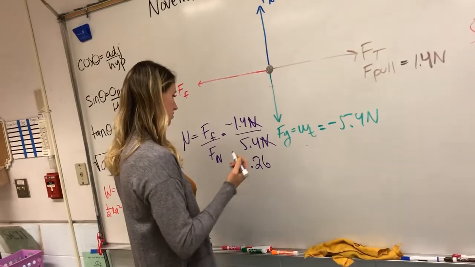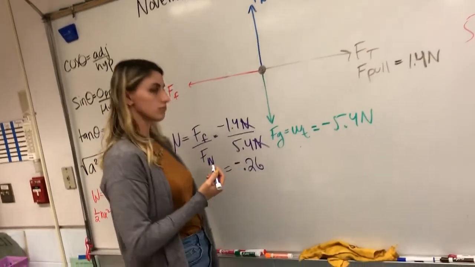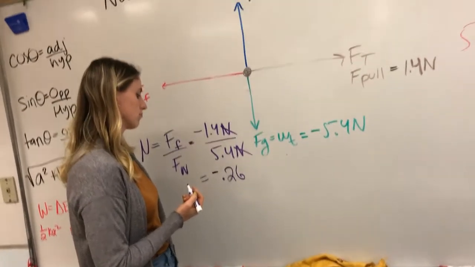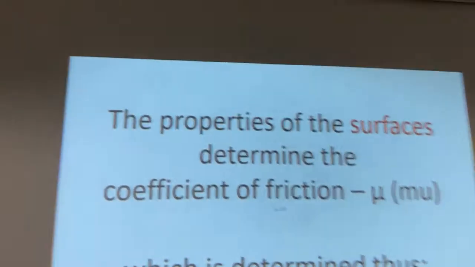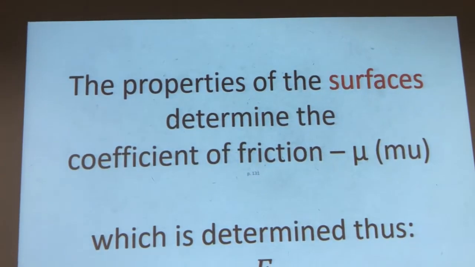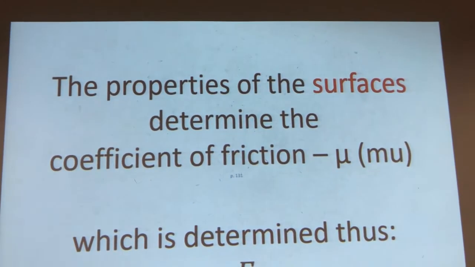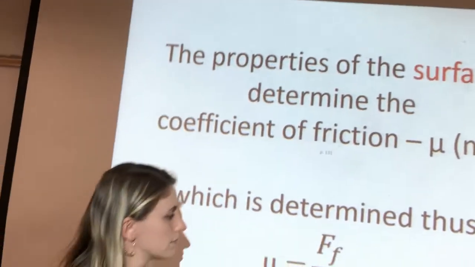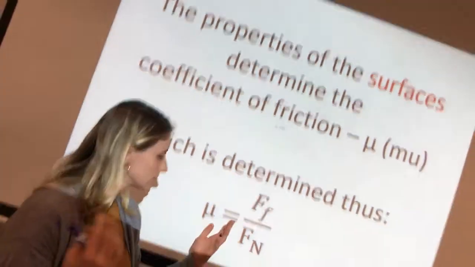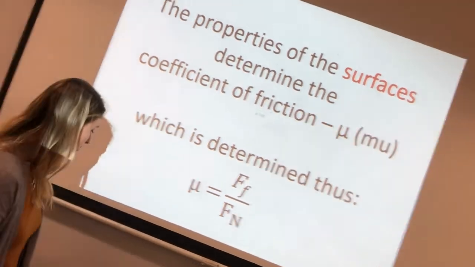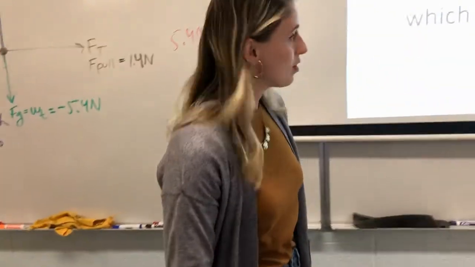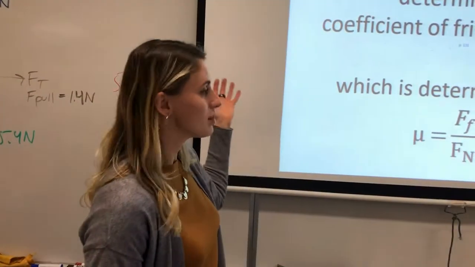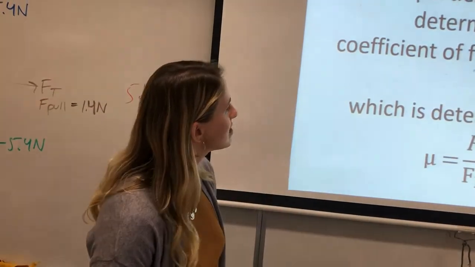No units. And in this case, it's negative, but what does positive or negative mean? It's just a direction. The coefficient of friction is a relationship between the surfaces that are in contact, so positive or negative doesn't have anything to do with it. If you got a negative or a positive, it doesn't make it right or wrong. You wouldn't lose any points. It doesn't matter.